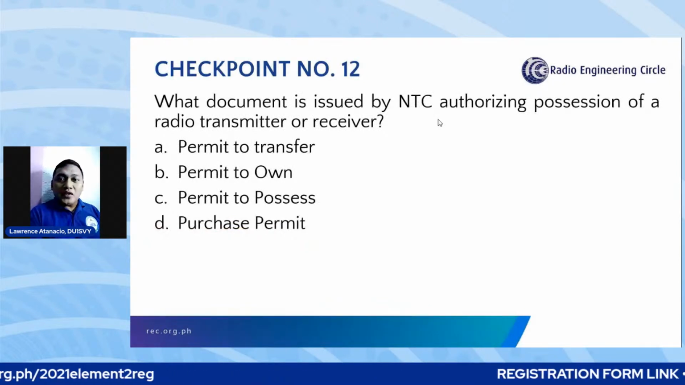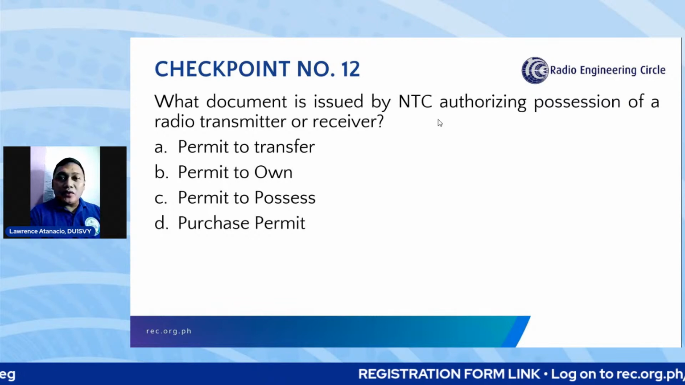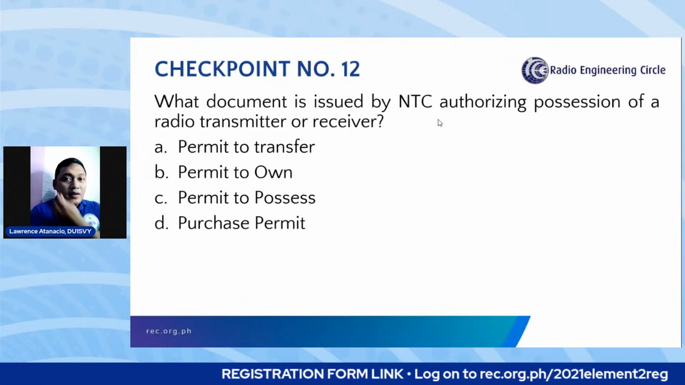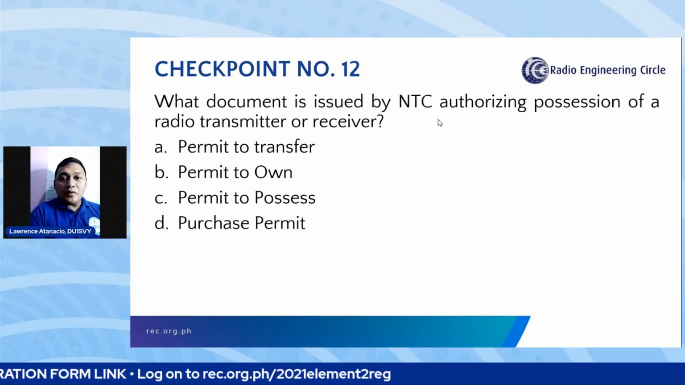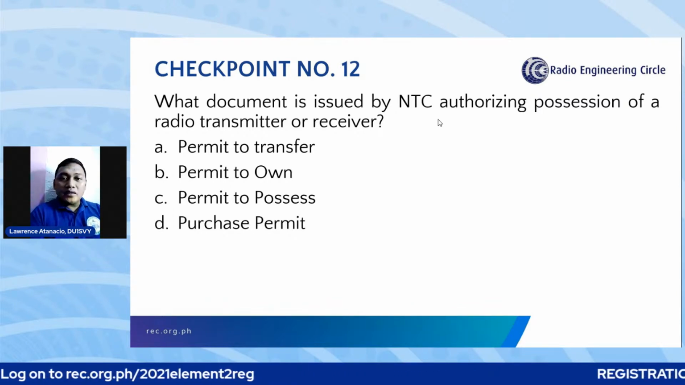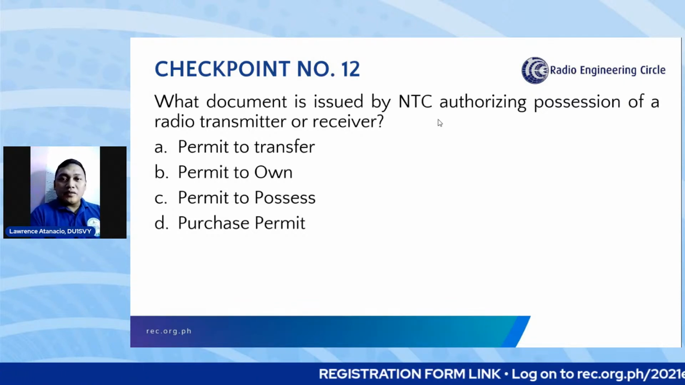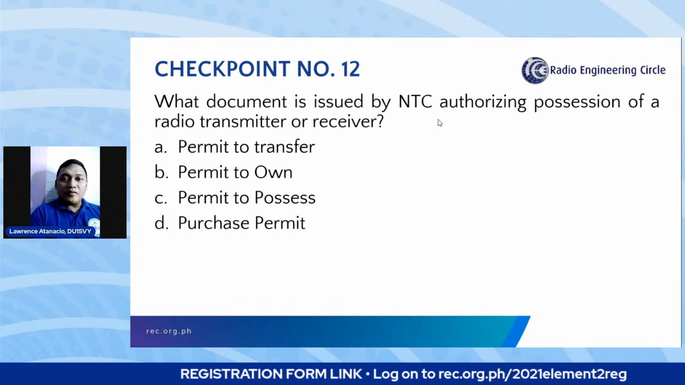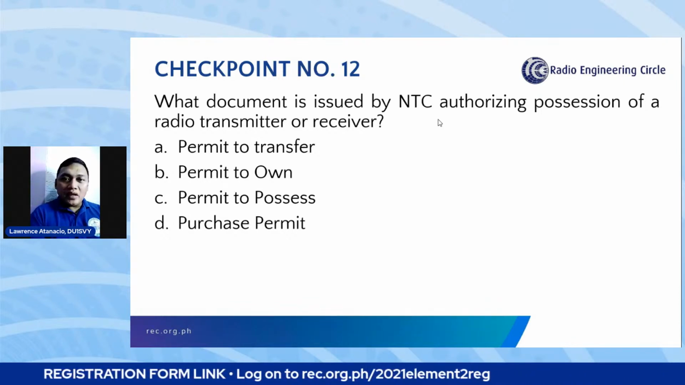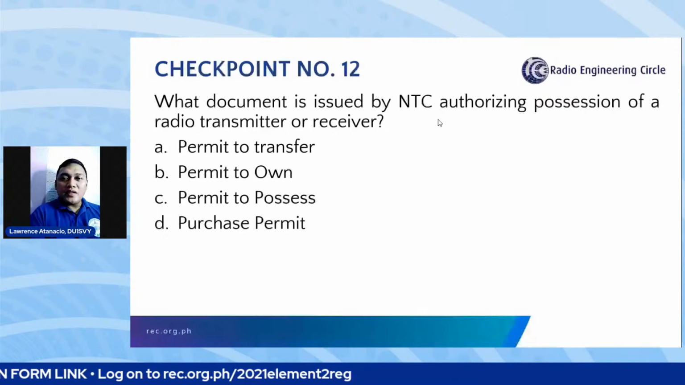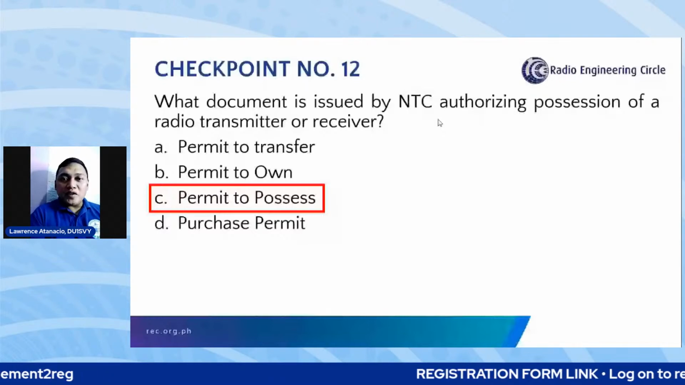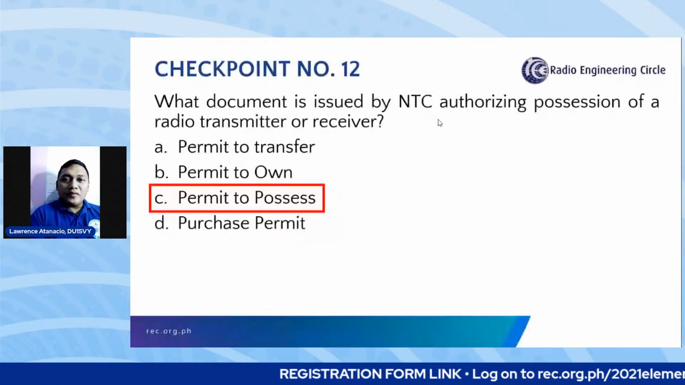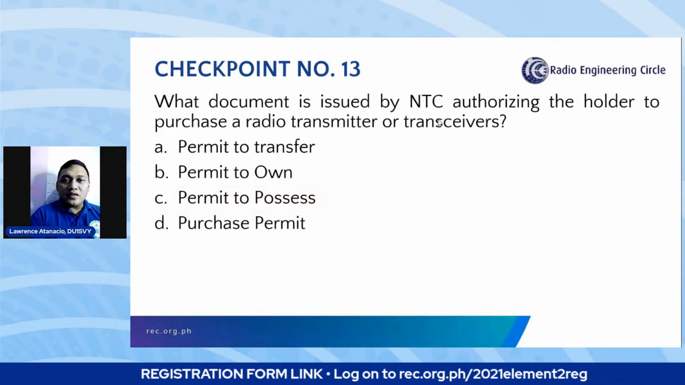Okay, what document is issued by the NTC authorizing possession of a radio transceiver or receiver? A, permit to transfer. B, permit to own. C, permit to possess. Or D, permit to purchase. Ano po ang tamang sagot? A, B, C, or D? Authorizing the possession of radio transceiver. Ayan, permit to possess po yan ang tamang sagot. Next slide.